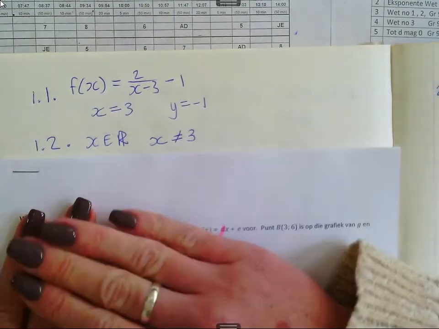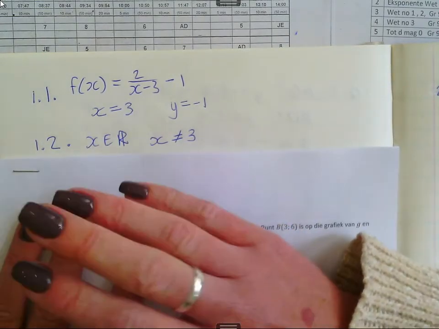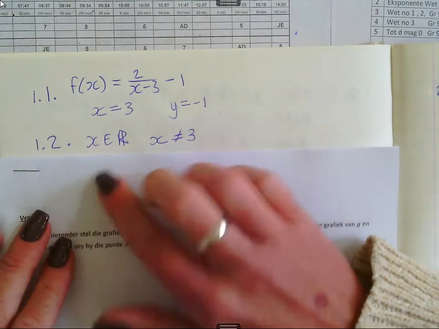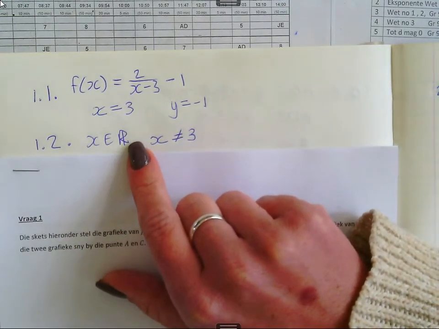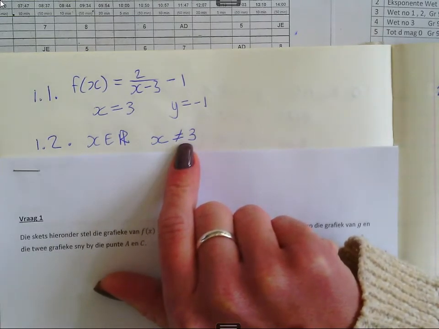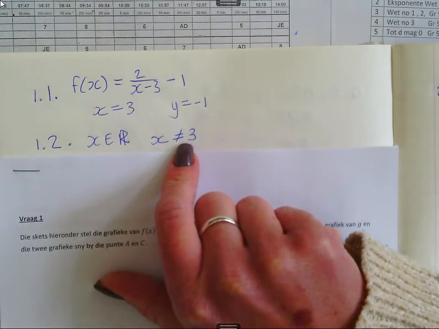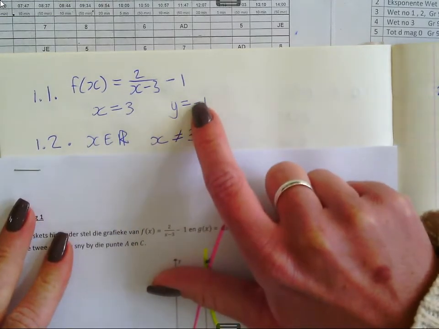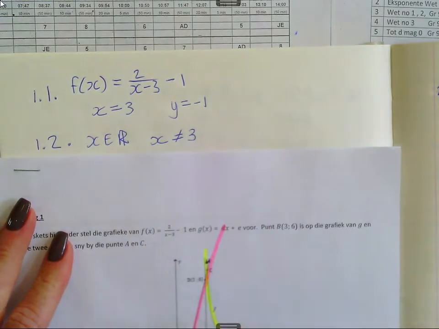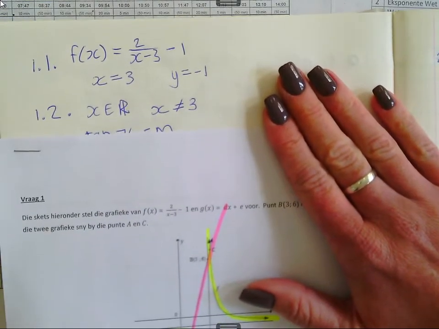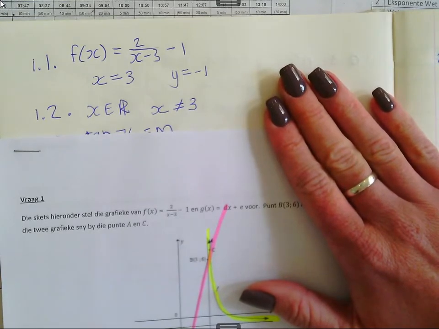Next one, the domain of f. So you can learn it. When we work with a hyperbola, the domain is always x an element of real numbers, and then you exclude the asymptote because that's the value it's not allowed to be. If it was a range, you'd say y an element of real numbers, and you'd exclude that asymptote. Easy.